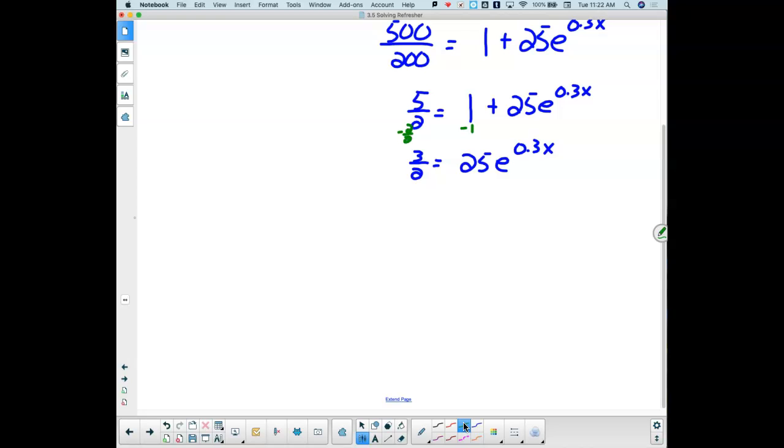Next, dividing by 25 is the same as multiplying by 1/25. So I get 3/50ths here equals e to the 0.3x.